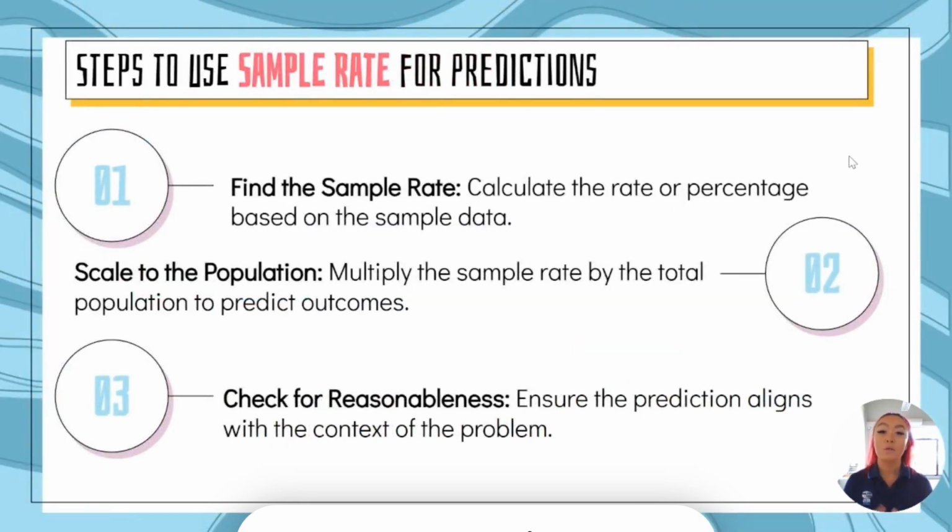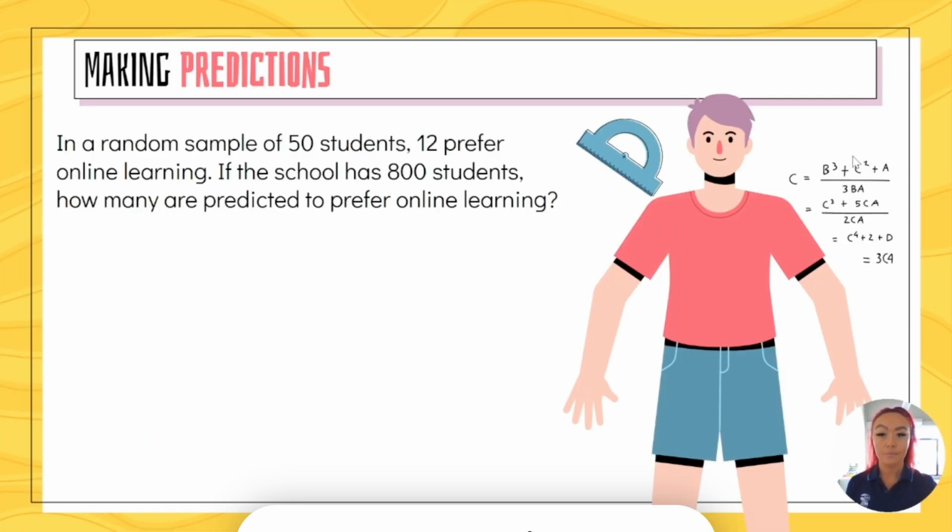Steps to use for sample rate predictions. First, find the sample rate. So use that formula in the previous slide to find the sample rate. Then scale the population, right? That was the second formula. You'll multiply the sample rate by the total population. And then check for reasonableness. Ensure that the prediction aligns with the context of the problem.